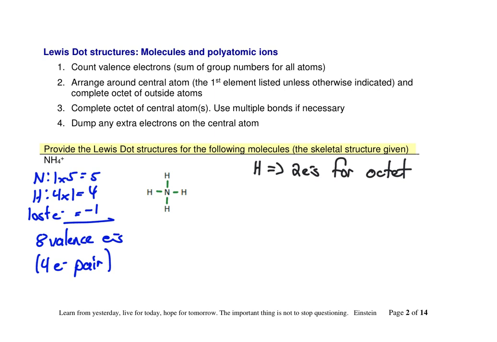All atoms have an octet. We're using the correct number of electrons, and the only thing we'll do to finish this off is to indicate this entire structure is associated with a +1 charge.